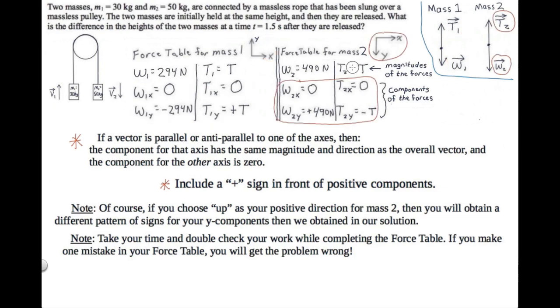But remember that we chose a different y-axis for mass 2 than for mass 1. For mass 2, we chose down as the positive y direction and up as the negative y direction. So, for mass 2, the tension force points in the negative y direction, and the weight force points in the positive y direction. So, for mass 2, T sub y is negative, and W sub y is positive.